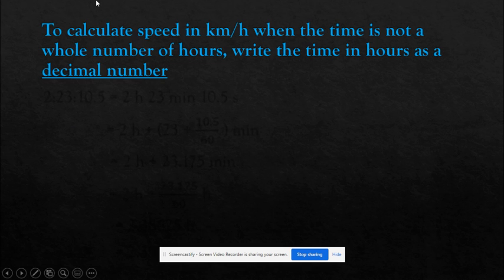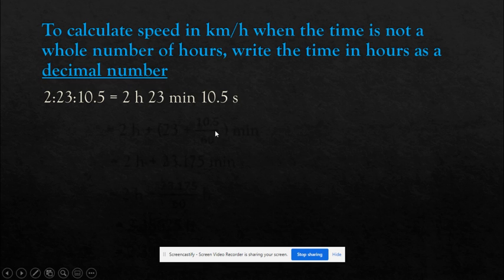Right, so if you get a question that says calculate in kilometers per hour when the time is not in a whole number of hours, you write the time as a decimal number. So let me show you how to do that. So you get 2 hours, 23 minutes, 10 and a half seconds. First thing you do is change it into exactly what I've done: 2 hours, 23 minutes, 10.5 seconds.